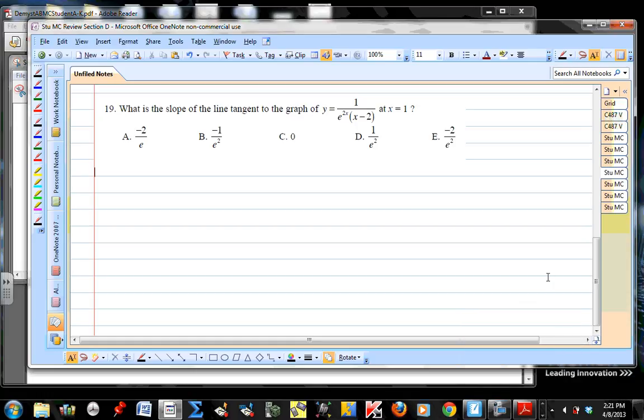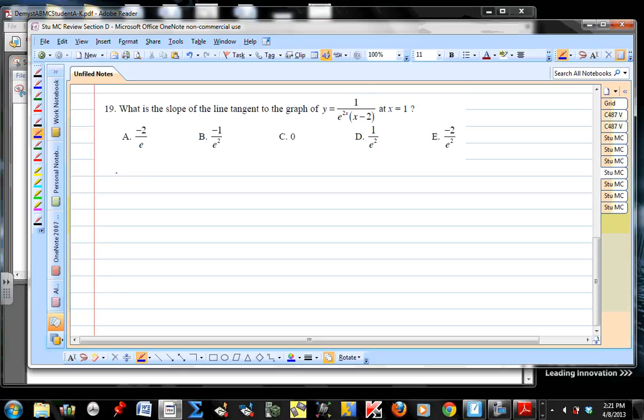Okay, problem number 19. They gave us a function, and they asked us what the slope of the tangent line is going to be to this graph at the point when x equals 1. So this problem is exactly the same type of problem that we saw in problem number 17, only it's phrased a little differently. All right, first of all, when you see slope of a tangent line, we're thinking derivative.